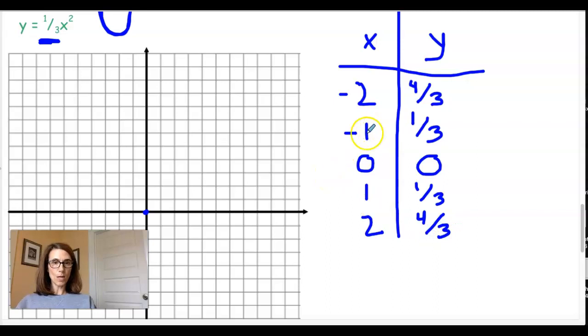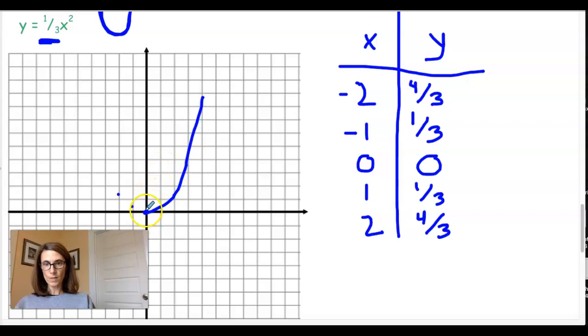So let's go ahead and plot our points. So negative 1 and then 1/3. It's going to be right about there. And then negative 2 and 4/3. So 4/3 is about 1 1/3. So we can go ahead and plot that right about there. It's not perfect, but it's enough to get us our parabola.